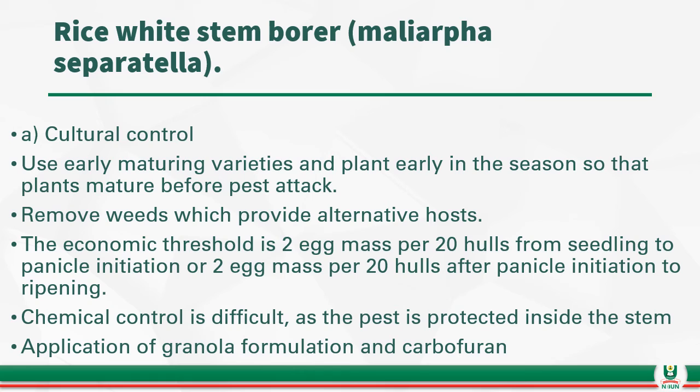And when you want to spray, sorry, the economic threshold is actually 2 eggs. When you see 2 eggs, you control it. But in this case, chemical control is very difficult because the pest is inside the stem. However, you can apply granular formulation and carbofuran. It can help somehow. So that is how you control this pest.